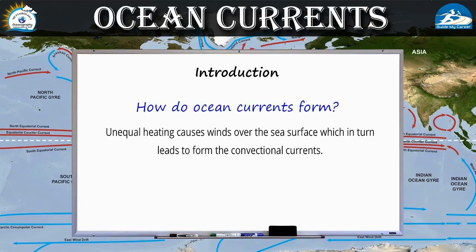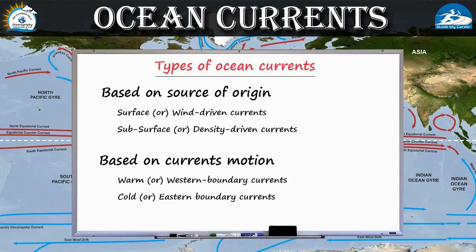In turn, it leads to a variation in pressure from equator to pole. Whenever we have a pressure variation, we automatically get wind. This prevailing wind in turn causes the convectional current over the sea surface. This is how the currents form over the sea surface.